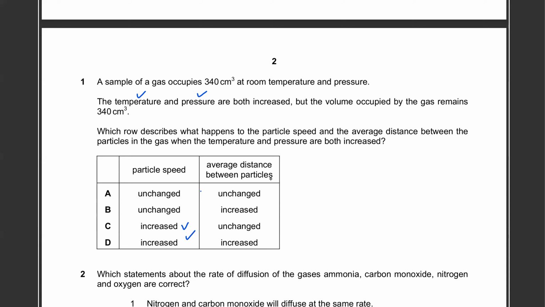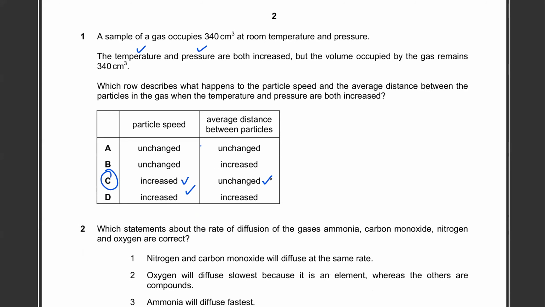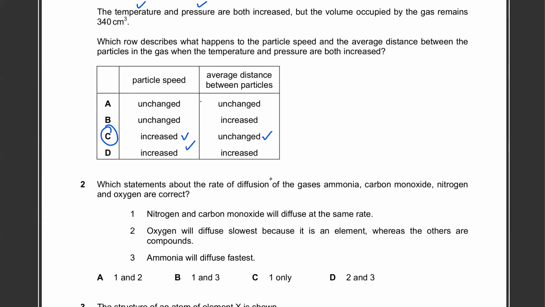And what happens to the average distance between particles? See, the volume is not changing. So if the volume is not changing, what happens to the average distance? Unchanged, right? Because if they're going to move further apart, the volume should increase.